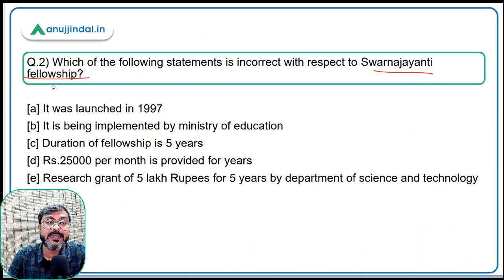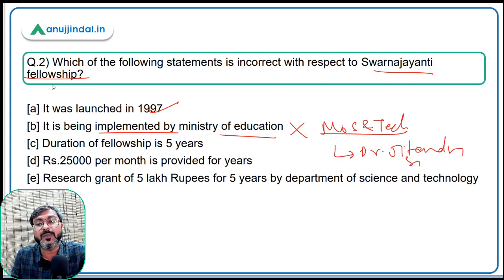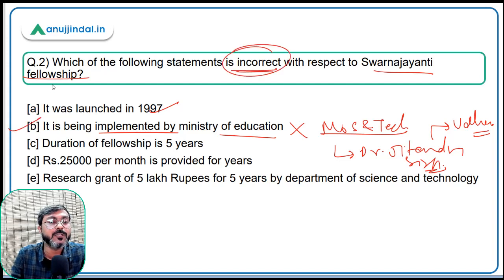So it was launched in 1997. This is absolutely correct. It is being implemented by Ministry of Education. Is that so? No, it is being implemented by Ministry of Science and Technology. And who is the Minister of Science and Technology? By the way, it's Dr. Jitendra Singh. Dr. Jitendra Singh is also the Minister of Earth Sciences. His Lok Sabha constituency is Udhampur, which is in Jammu and Kashmir. And here we have to identify one incorrect statement, which means option B will be the correct answer.